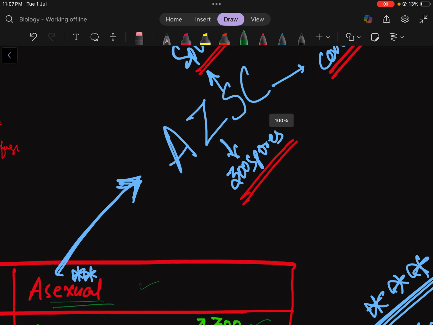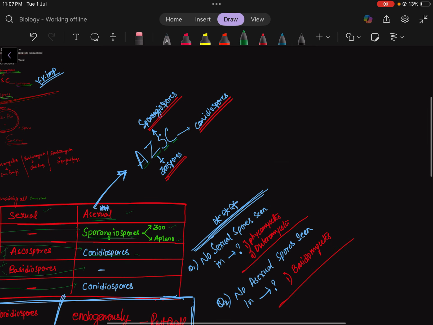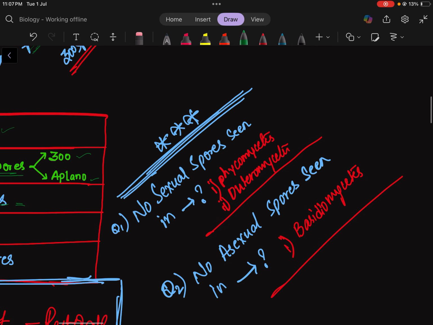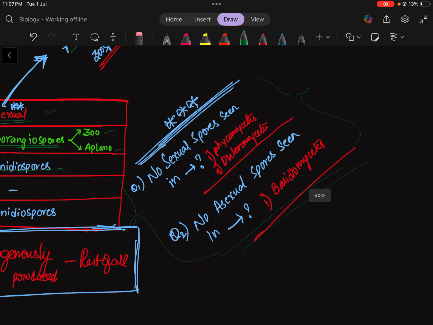For asexual spores, here I gave a hint: A to Z, SC. A for asexual, Z for zoospores, S for sporangiospores, C for conidiospores. These are the questions. Try to solve these questions.